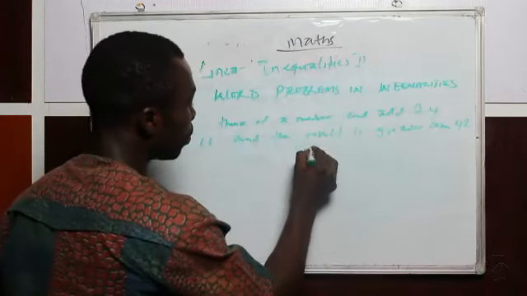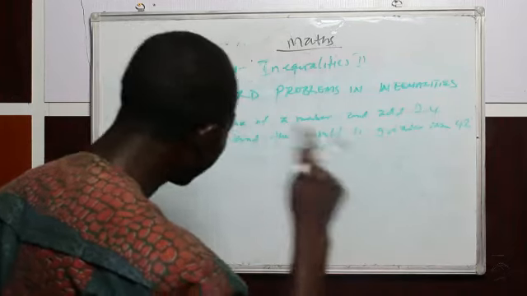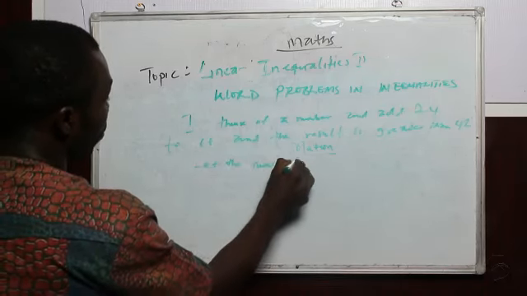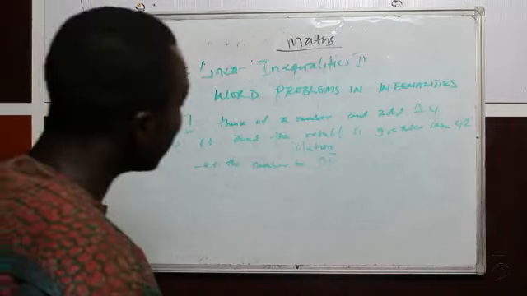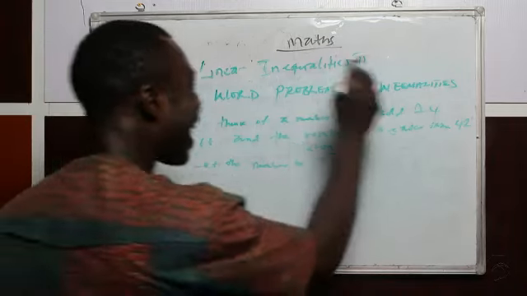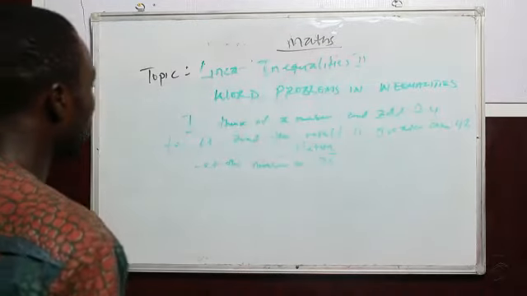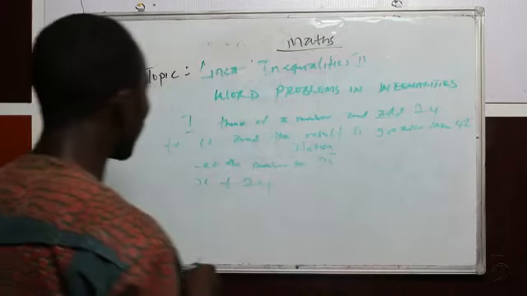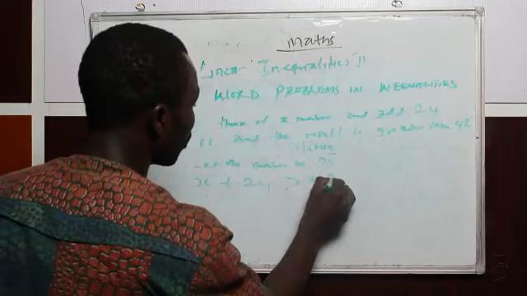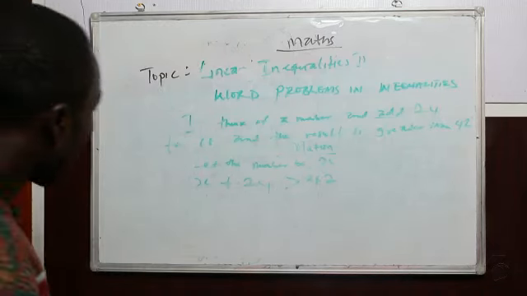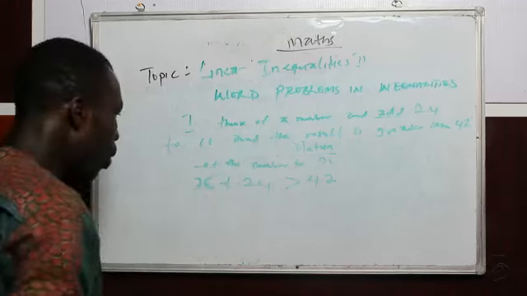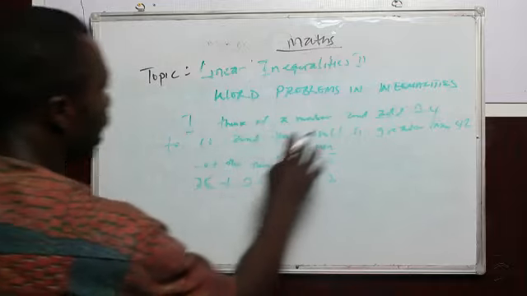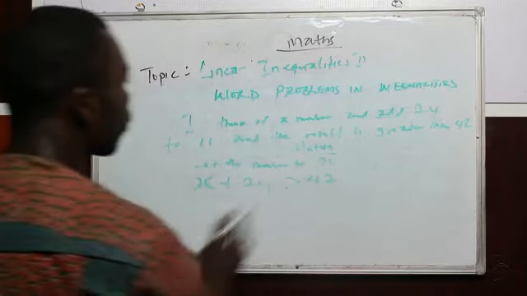First thing, we write solution. Let the number be x. And add, the word add here means plus. x plus 24, and the result is greater than 42. Now you can see that I have shown how this equation looks. I think of a number and add 24, and the result is greater than 42.